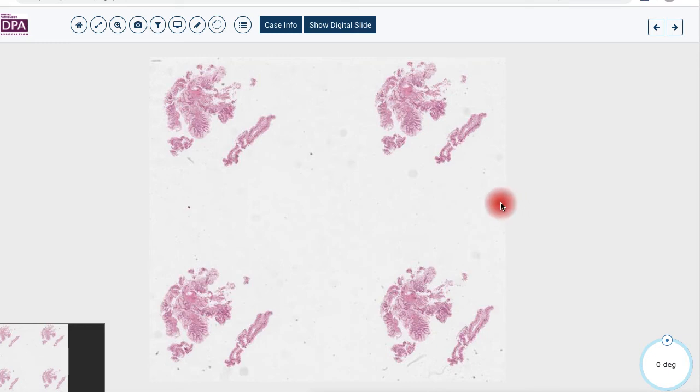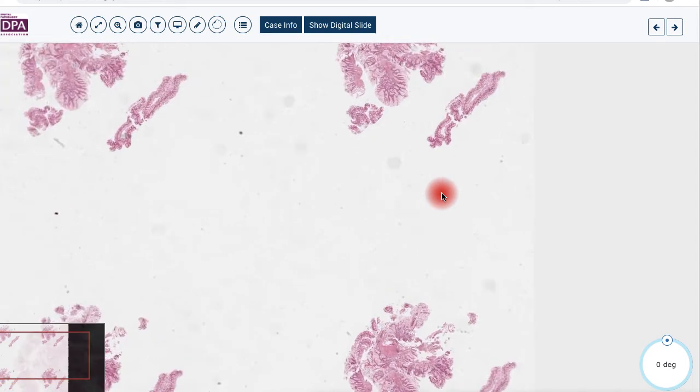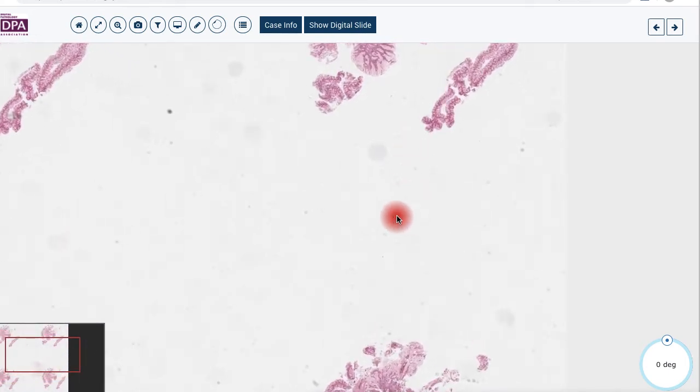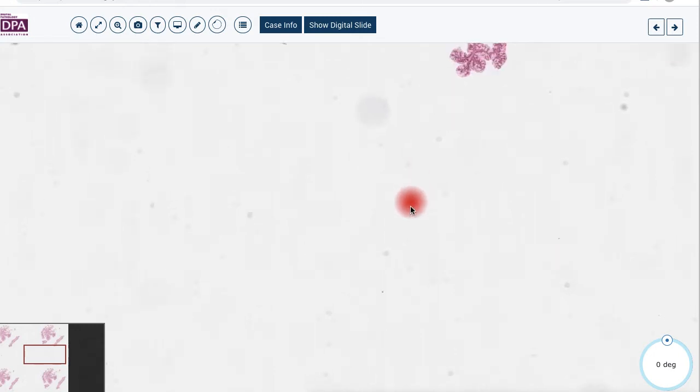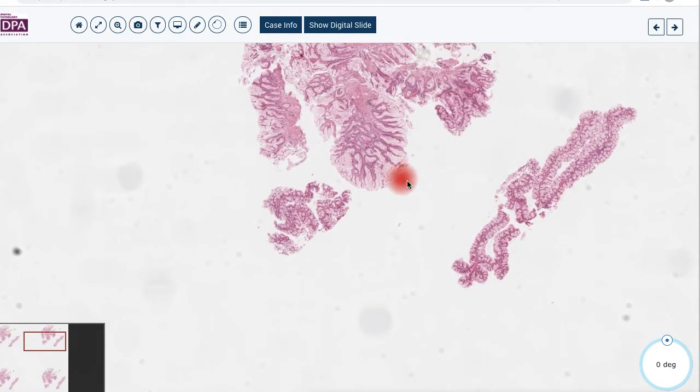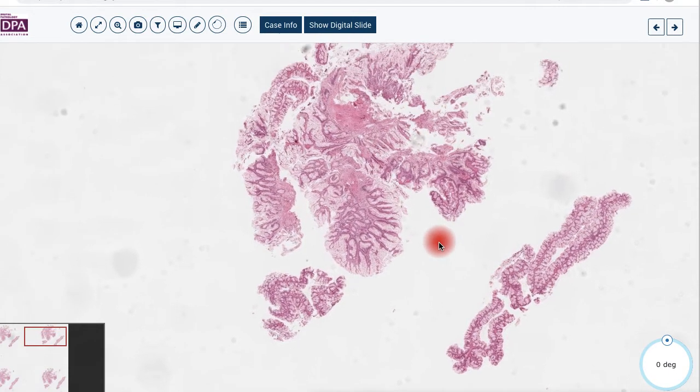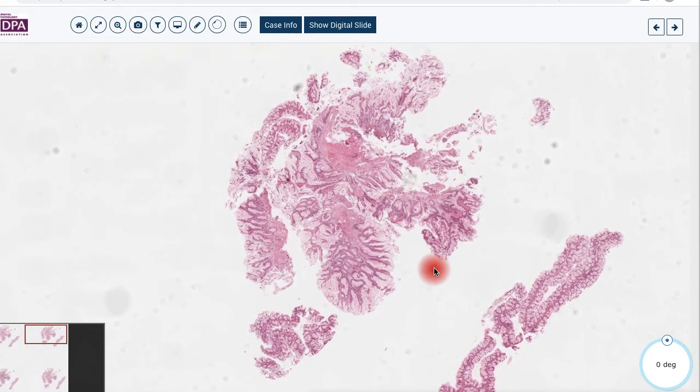Okay, welcome to case number 2 for today. Again, at low power, this is a GI biopsy, and we see that it has some altered glandular architecture. Here's a fairly complex fragment, here's a fragment, another fragment. And even at this very low magnification, you can probably suspect that there's some sort of serrated type of architecture here.